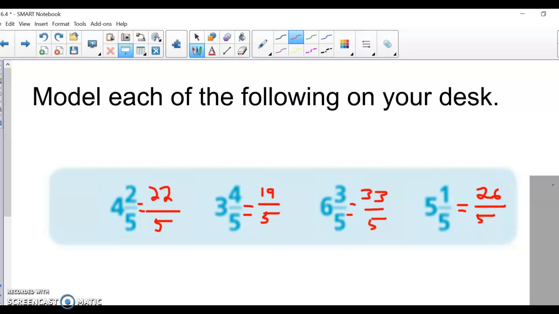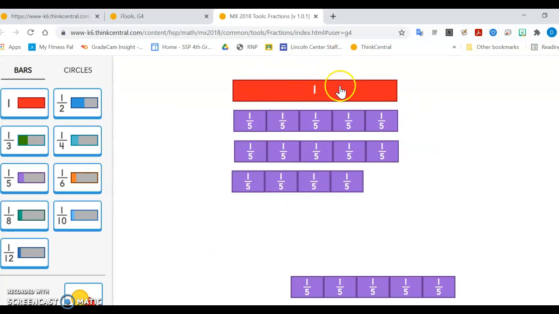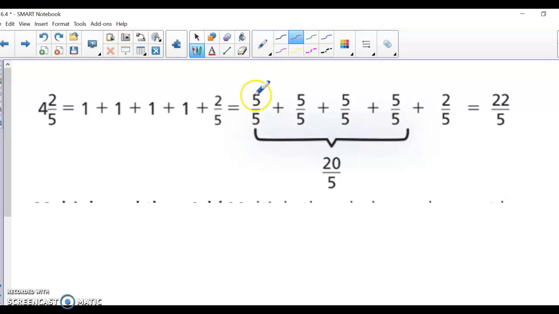Okay, so this is one way to do it. And really what we did was, if we started with 4 2/5, our very first one, well, that's the same as 1 plus 1 plus 1 plus 1 plus 2/5. Okay, but each whole group, each whole that we have, each one of these is really 5/5. So we can write it just like that too. 5/5 plus 5/5 plus 5/5 plus 5/5. And really that's 20/5 right here. Okay, so our 4 whole is the same as 20/5, and we just needed to add in our last 2/5, or 22/5.